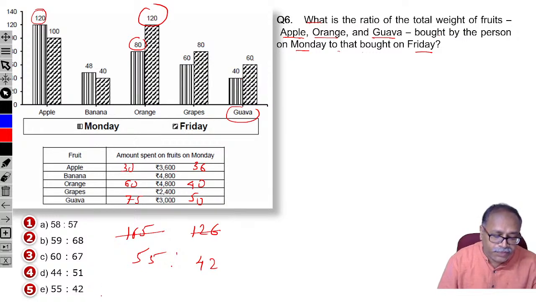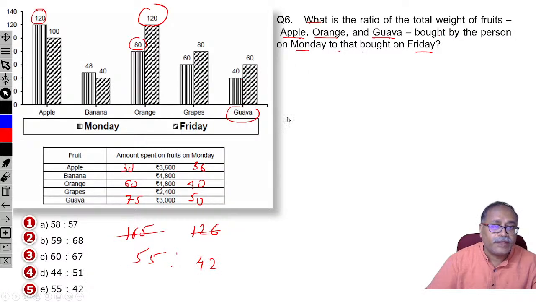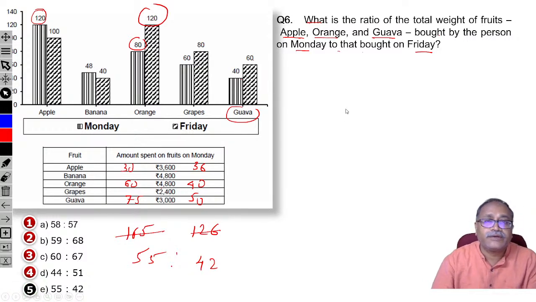Do we have any option? 55 is to 42. Yes, Aman. Option 5. You are right. If the answer for this question is this, then you are right. You are right, Aman. Okay. So well done. I appreciate it.